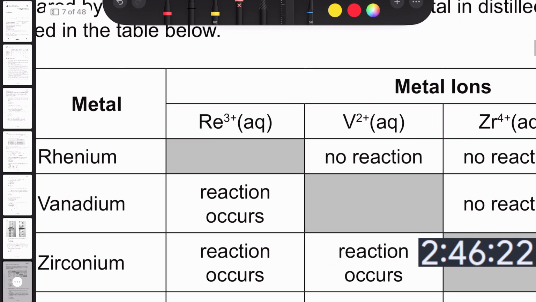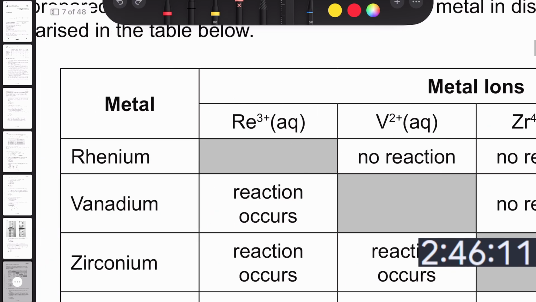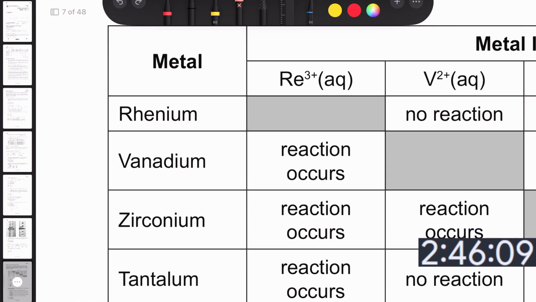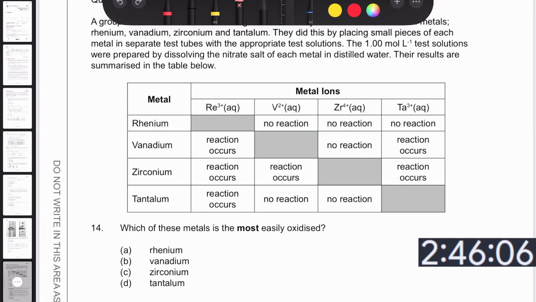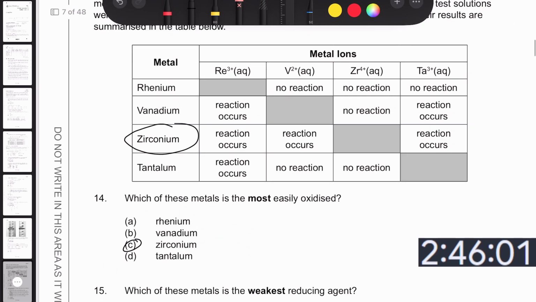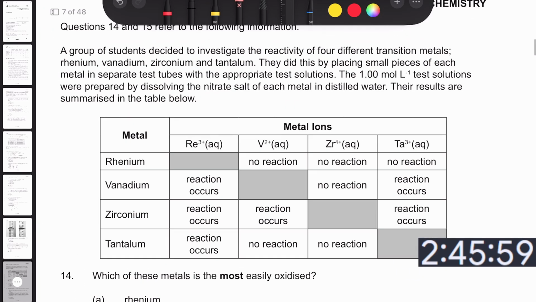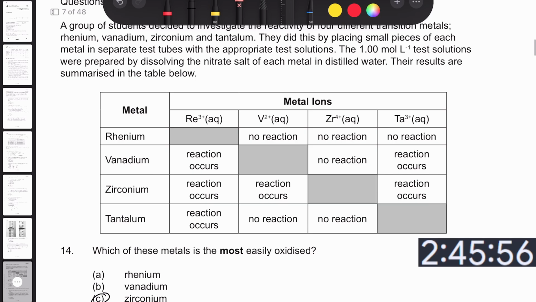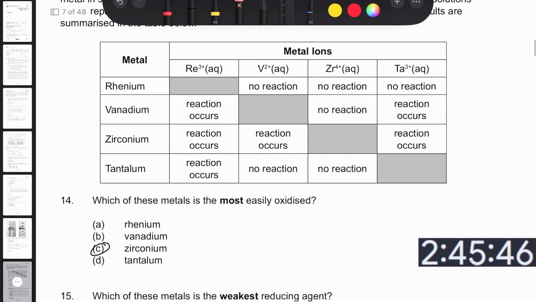So these guys, if there's a reaction, they're going to be getting reduced. So these guys are going to be the ones getting oxidized. So the one where the reaction occurs the most, zirconium, is going to be the one where oxidation happens the most. Because these are solid, small pieces of metal. And then the metal ions will be getting reduced.